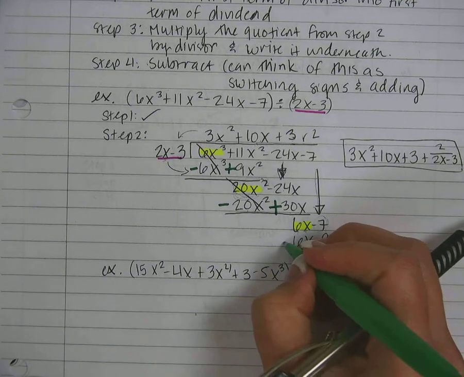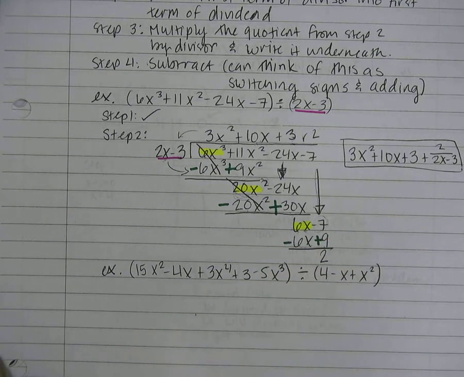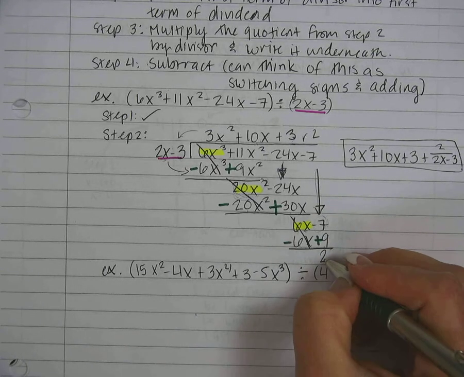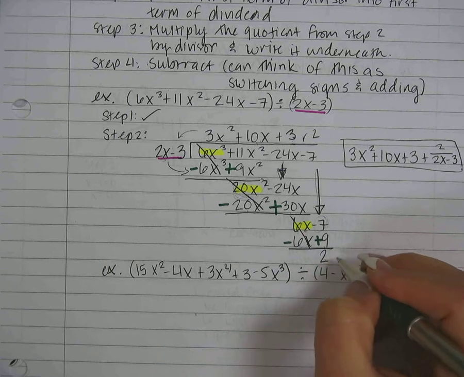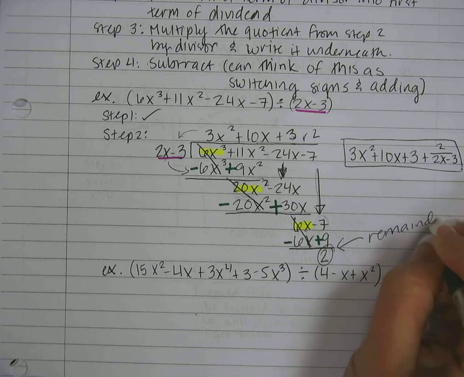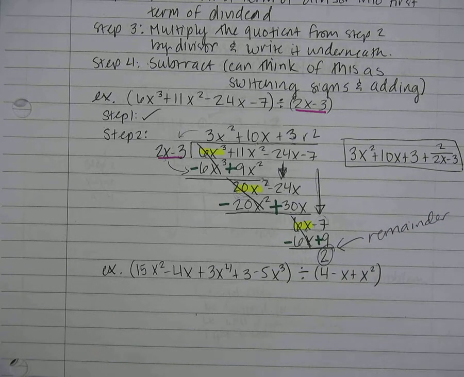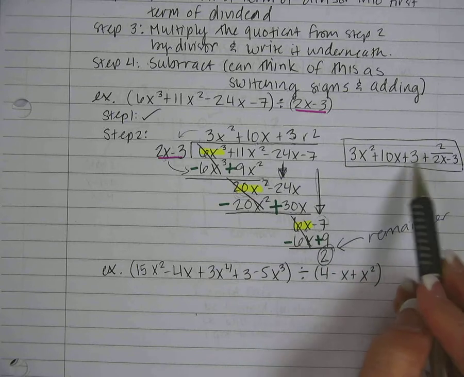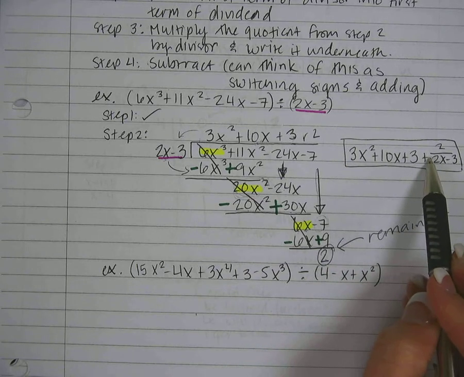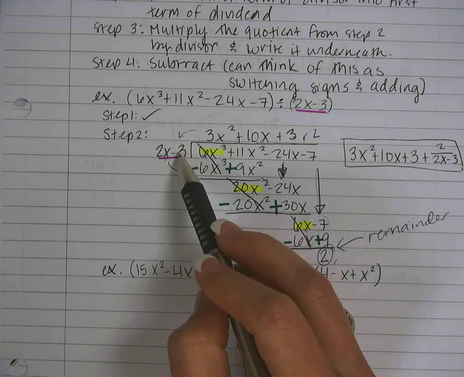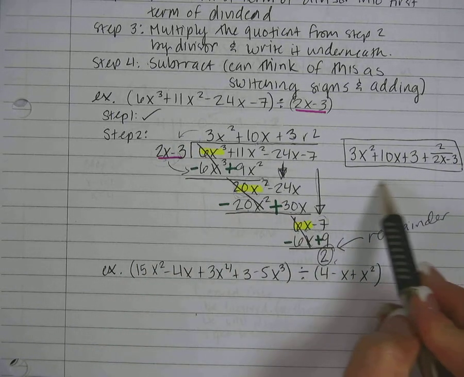Then I'm going to switch my signs and add. My 6x's cancel, and I'm left with 2. Negative 7 plus 9 is 2. This is my remainder because there's nothing else to drag down, so it's my remainder. So I'm going to write this expression right here, and then instead of writing r, I'm going to put plus 2, my remainder, divided by the original divisor. So this is the way that you're going to want to write it.